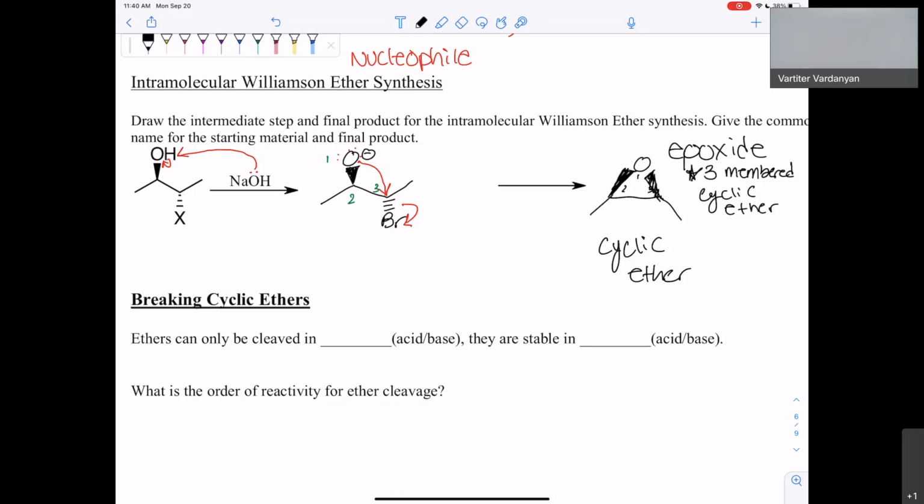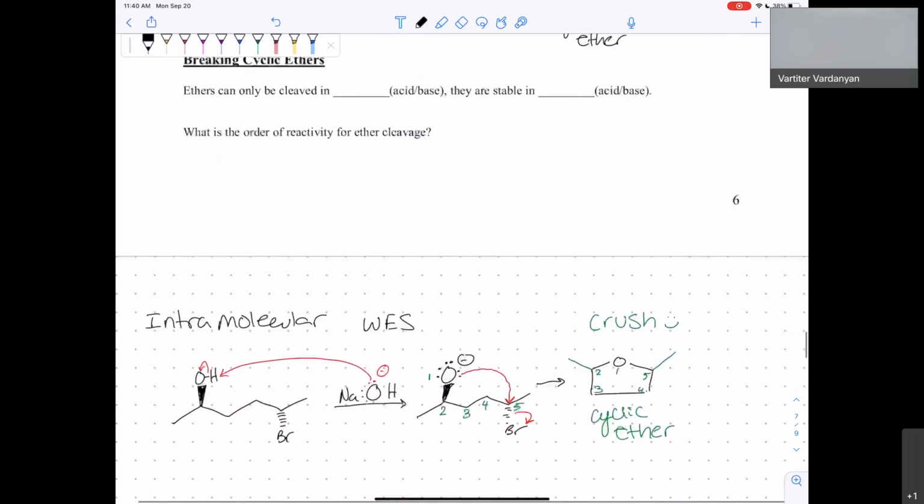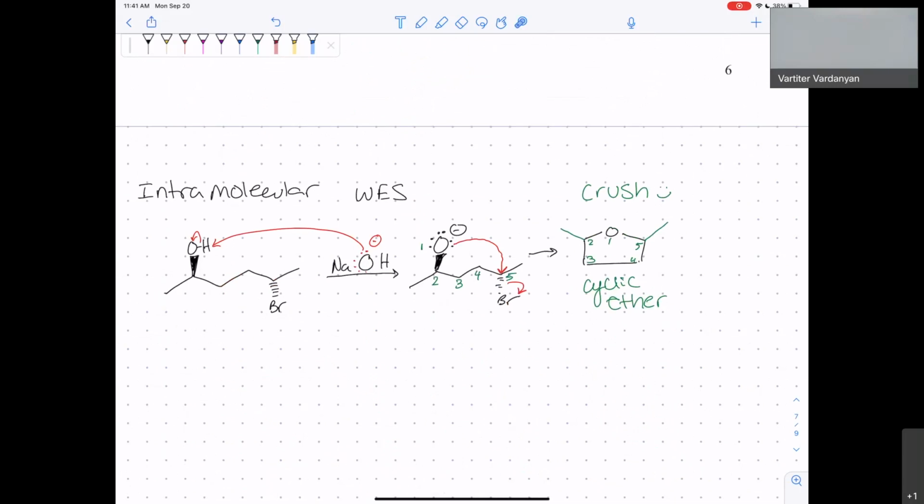So now that we made cyclic ethers, let's break them, because what else would we do? So let's say we have this guy, right? How could we break it? And what about it?